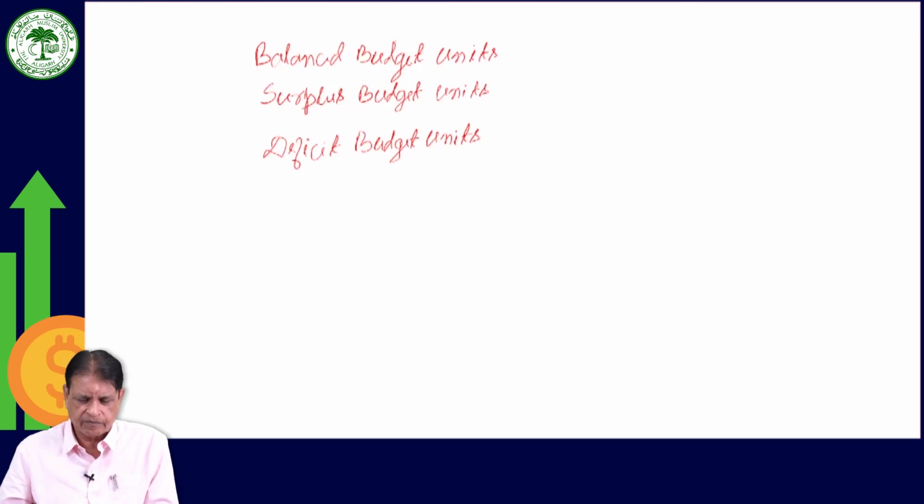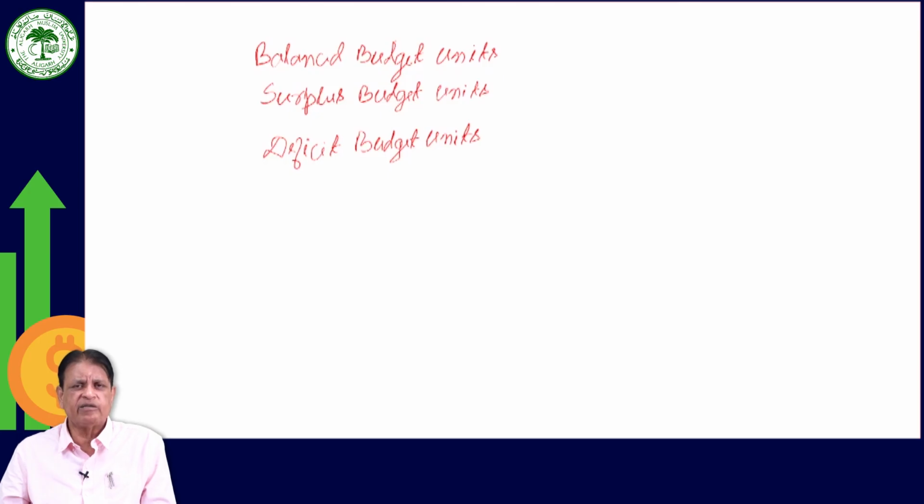So, who are the surplus budget units? The households are usually the surplus budget units, but it does not mean that all households are surplus budget units. Even the firms may be surplus budget units. But usually a large amount of savings comes from the households, so we say usually households are the surplus budget units.